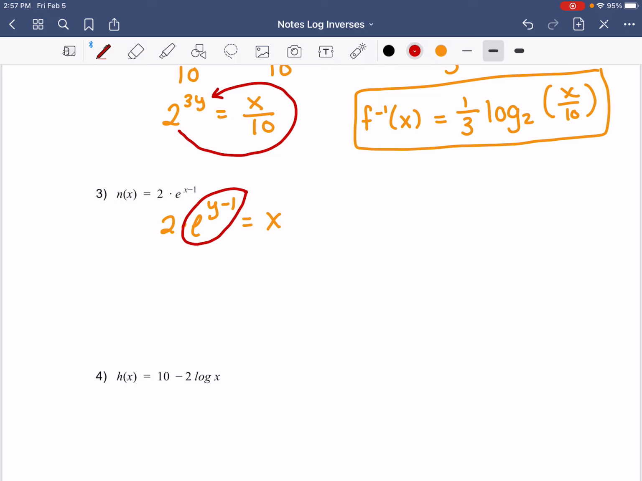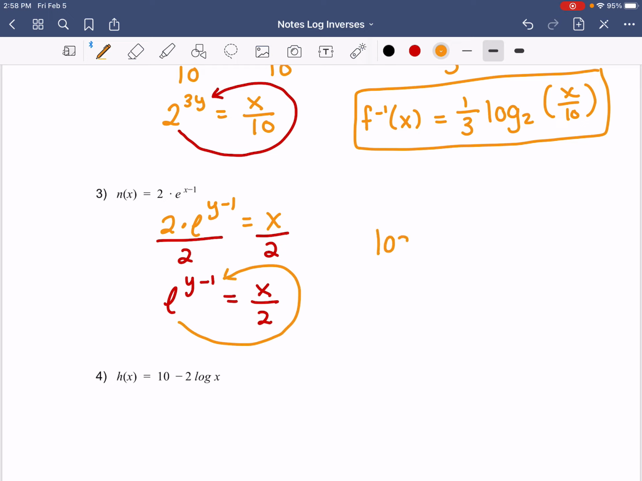This is my exponential piece, e to the power of y minus 1. So in order to get rid of it, I'm going to divide both sides by 2. I get e to the power of y minus 1 equals x over 2. So now that my exponential piece is by itself, I'm going to go ahead and do the loop trick to change forms. So we're going to change it to log. The log base is going to be log base e, but we don't write log base e. We write natural log. That is log base e. On the quiz, a lot of people were writing like a 1 or an I there. That's an L. ln, natural log.